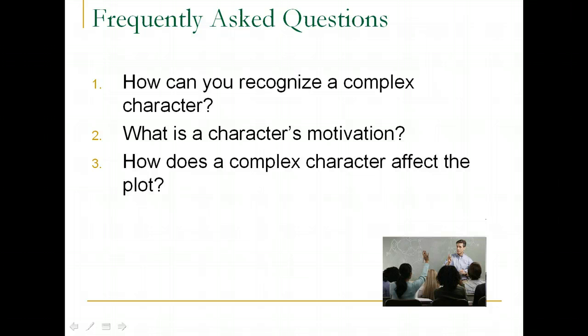How could you recognize a complex character? A complex character has conflict and a multifaceted personality. They usually change or grow as a result of the story's actions. They may learn something about themselves, other people, or the world as they struggle to resolve their conflicts. What is a character's motivation? A character's motivation is why the character acts the way they do. It is an answer to the question why. It is what keeps them going.